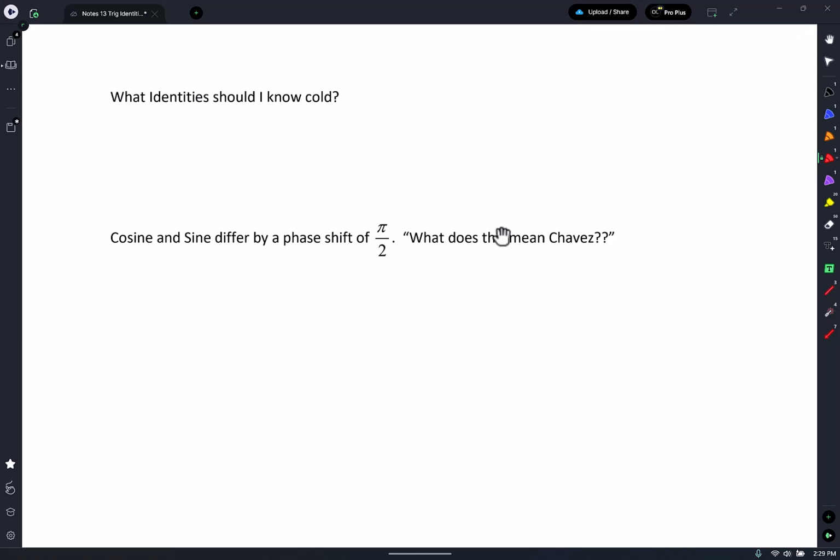What identities should you know stone cold, no matter what, that you're taking them to your grave? You should know stone cold the Valentine's formula. What is it?